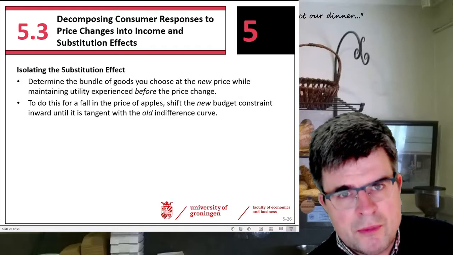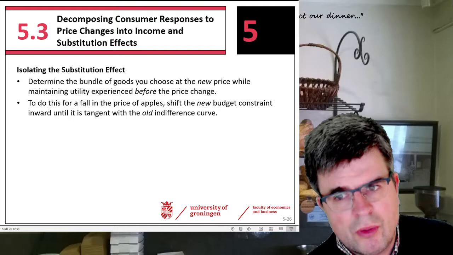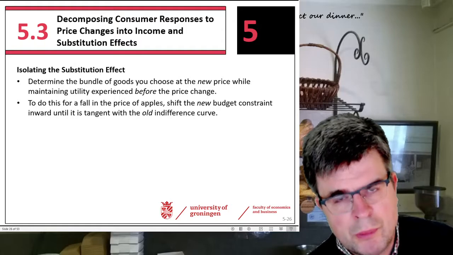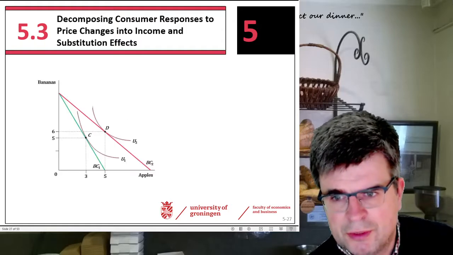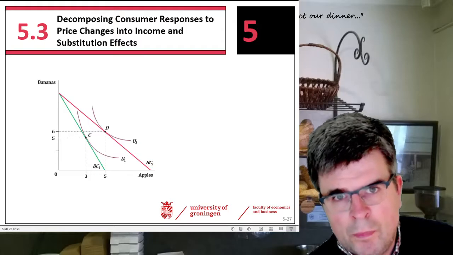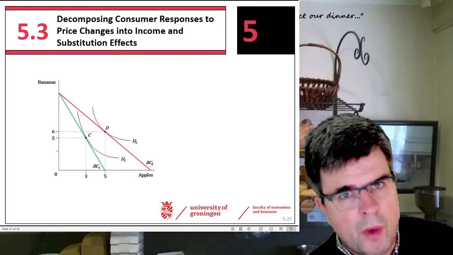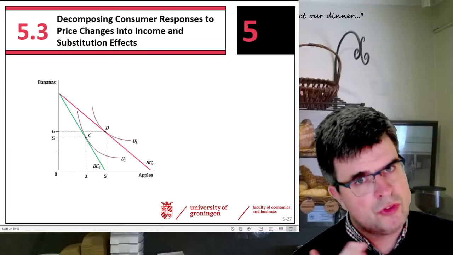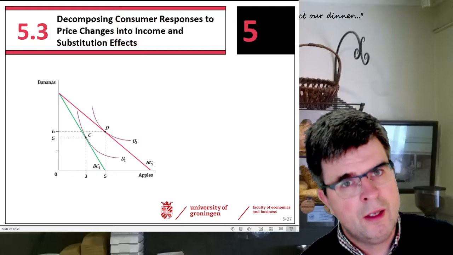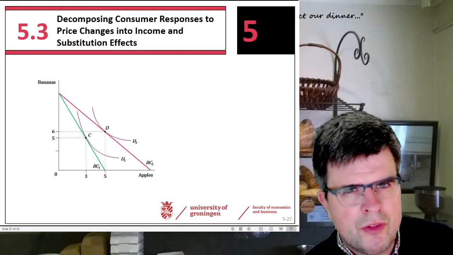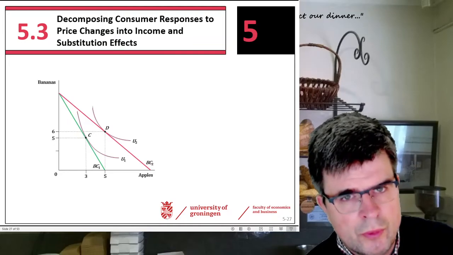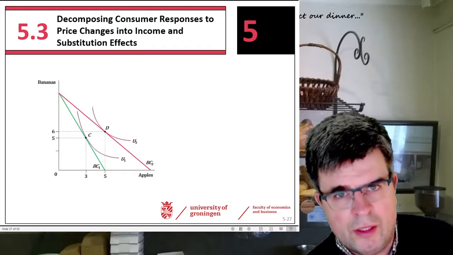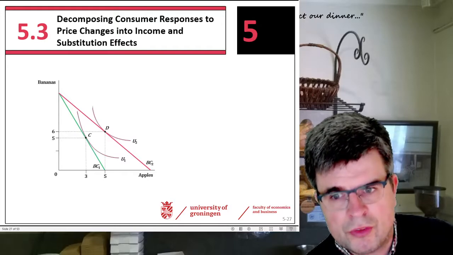So what we do is that we shift the new budget constraint inward until it's tangent with the old indifference curve. Sounds complicated, but in picture it's much easier. So we have the old budget constraint and the old indifference curve U1, and now we're going to account for the change in relative prices. So we're going to change the slope of the budget constraint, but we keep the utility at the original level. We're going to pivot our budget constraint until it touches again on the old indifference curve.